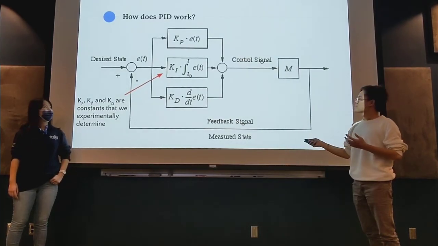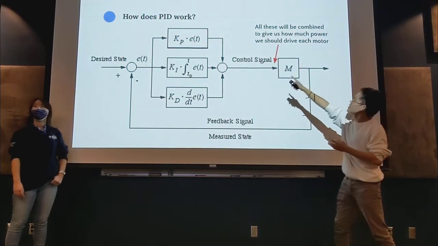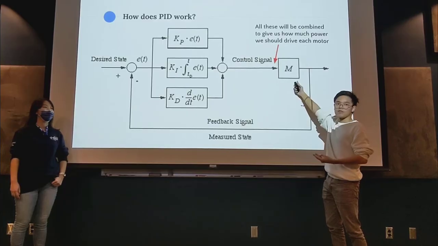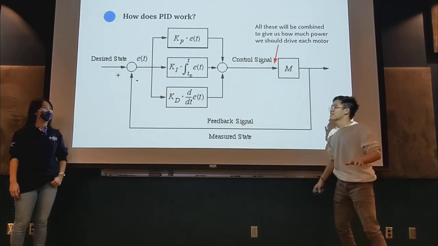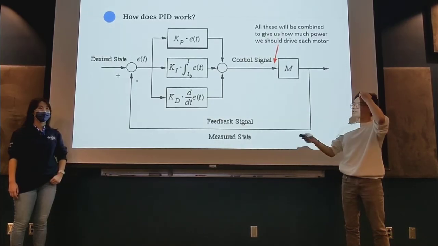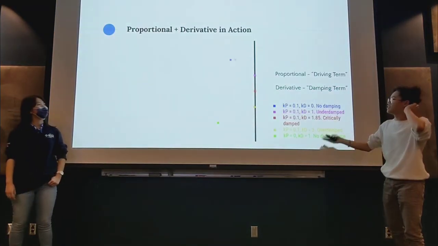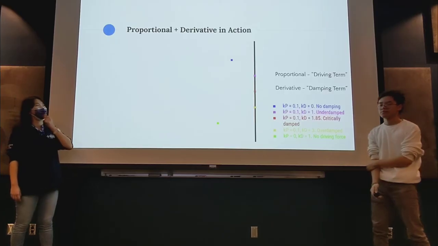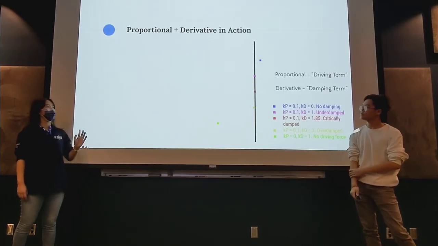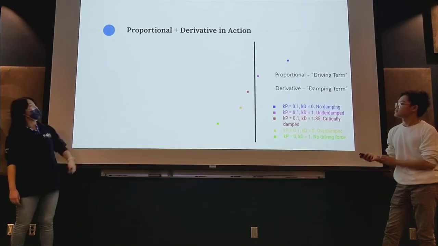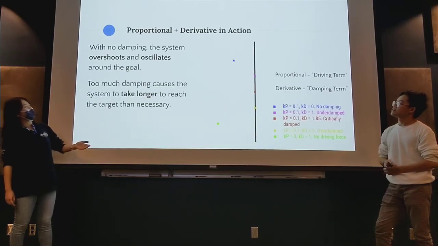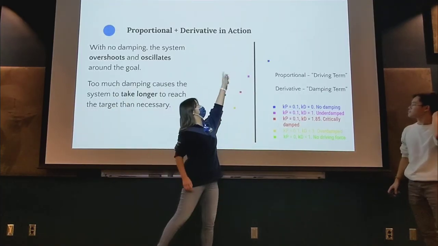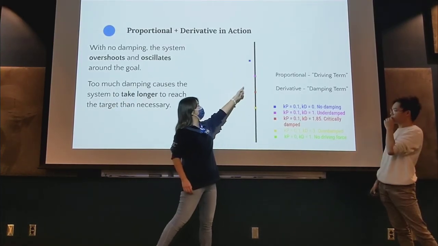And then all of these subcontrollers will be combined to actually generate the speed for our motor. And don't worry if you're confused about this at all. We're gonna give a visual representation here. Here's a little GIF showing how the proportional and derivative terms come into action. Without damping, such as the blue square on the very top, the system overshoots, and you can see it just oscillates around our goal here, right?